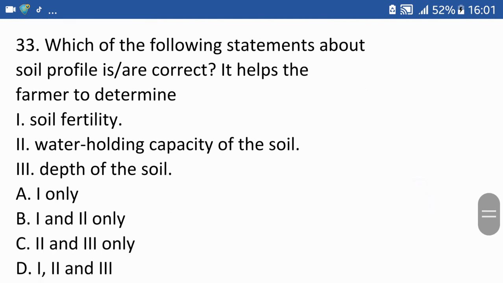Thirty-three, which of the following statements about soil profile is or are correct? It helps the farmer to determine: one, soil fertility; two, water holding capacity of the soil; three, depth of the soil.